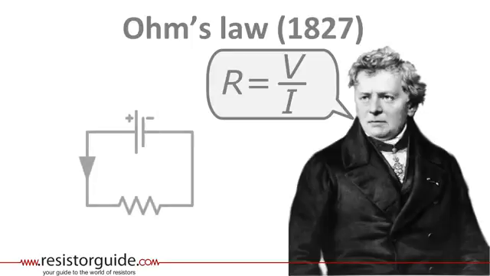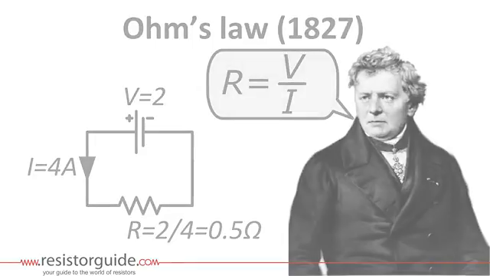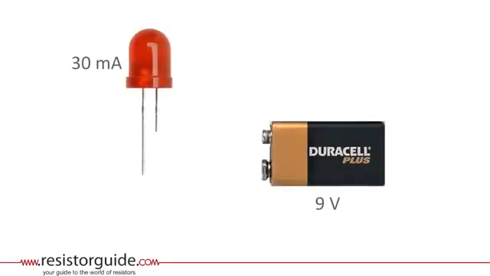A simple circuit with a battery and a resistor can explain this. The voltage source causes a current which is limited by the resistor. The voltage source is 2 volts and we want a current of 4 amps. So what resistance should the resistor have? According to Ohm's law, the resistance is equal to the voltage divided over current, or 2 over 4 is equal to 0.5 ohms.